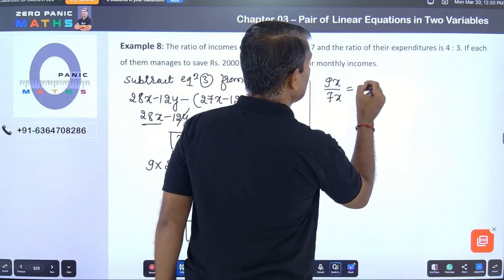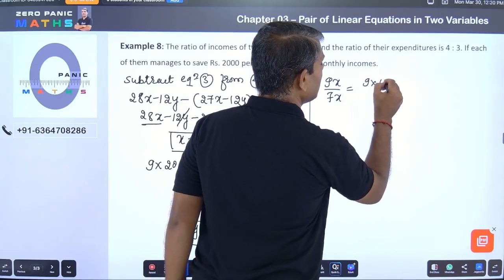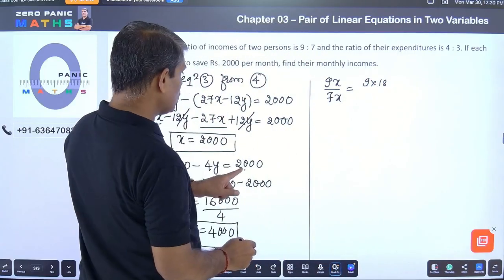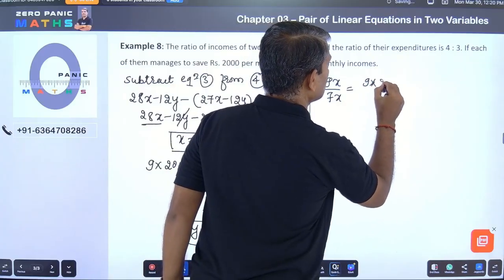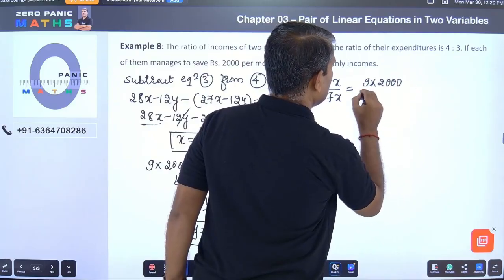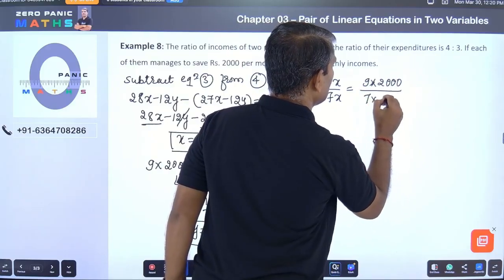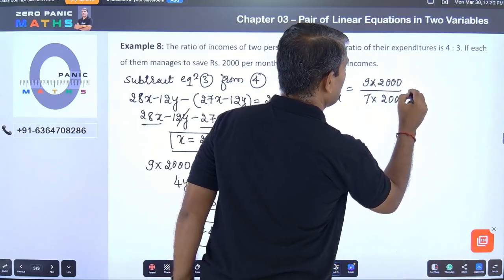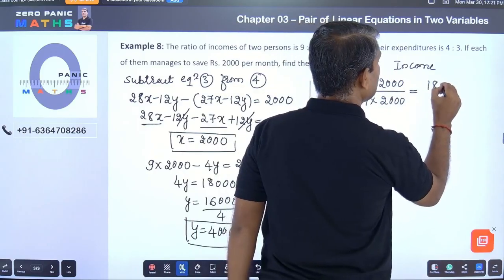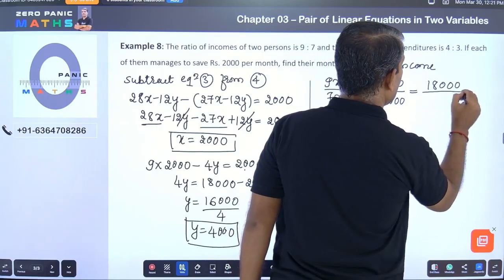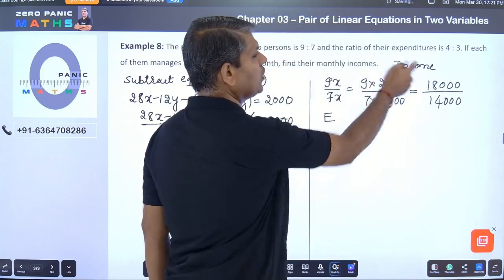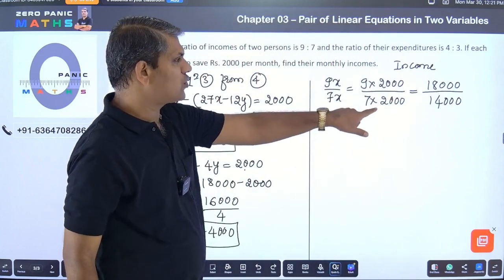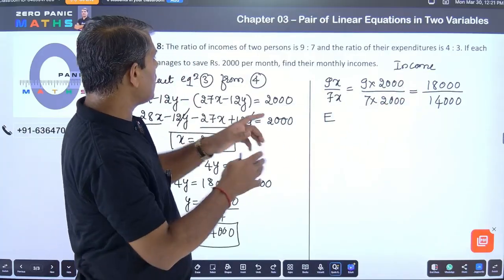Okay, so what is x? 9 is 9 into 2000, right? X is 2000. So 9 into 2000 divided by 7 into 2000. So what are you going to get here? 18,000 and 14,000. We'll keep this. Anyway, we are going to get ratios as 9 is to 7. We'll keep those. So that is what is required actually.